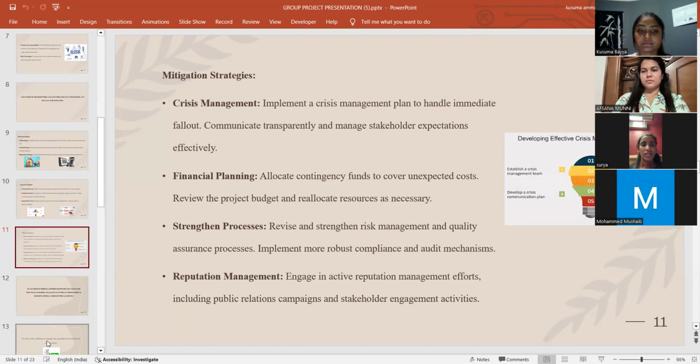I'm going to discuss the mitigation strategies and also the internal versus external clients. In the mitigation strategies, we have crisis management: implement a crisis management plan to handle immediate fallout, communicate transparently, and manage stakeholder expectations effectively.